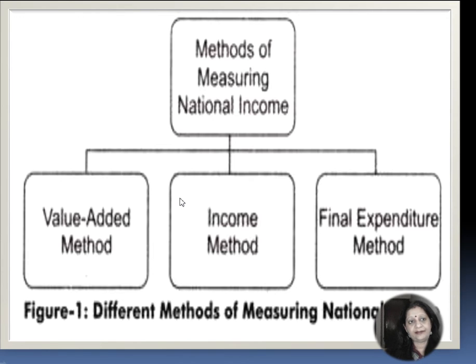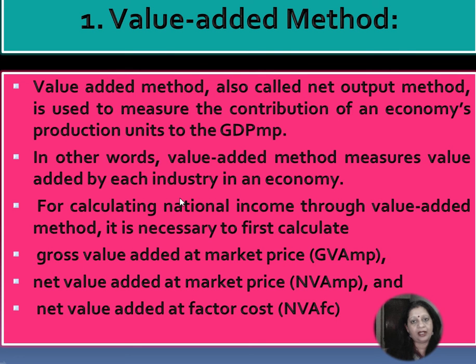Now these are the methods by which the national income can be calculated: value added method, income method, and final expenditure method. First is value added method.